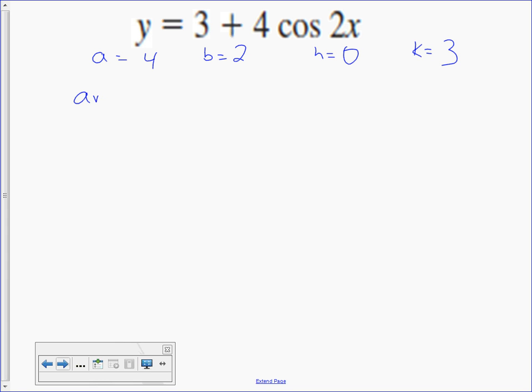I know my amplitude is 4, and I know my period is what? Can you look at that period right away? It's going to be 2 pi over 2, so it is pi. Good.